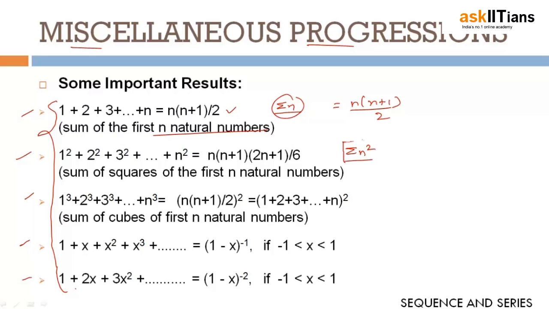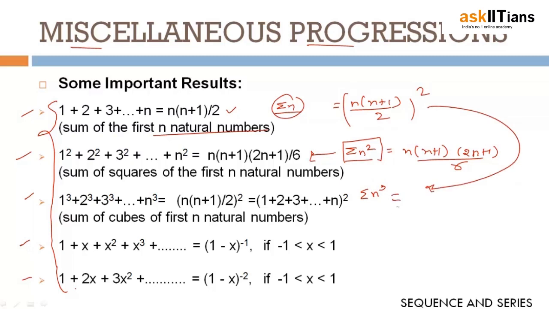You can remember the sum of the squares of the natural numbers, which is given by n into n plus 1 into 2n plus 1 by 6, written here. And for the sum of cubes, you just need to square the sum of n natural numbers. That's how you can remember this.